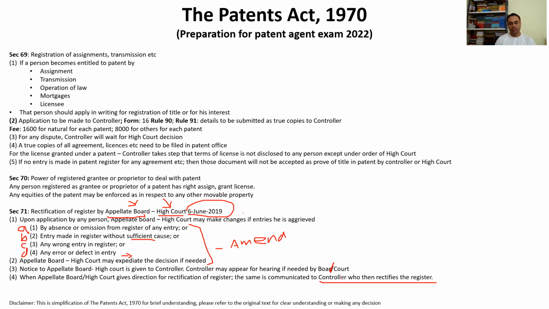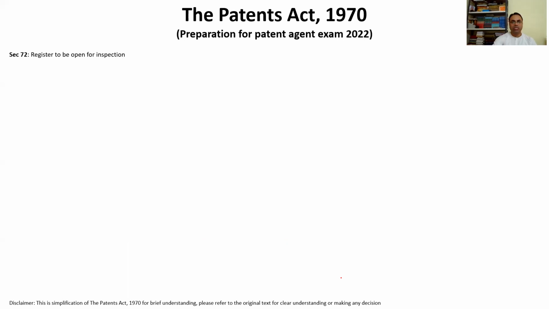Yes, sir. Sir, how can we file with the appellate board? A separate provision will be there, no, sir, right? Yeah, for the appellate board, there are different provisions. So I have not prepared on that for appellate boards. Okay, sir. I will also see. Yeah. Okay, sir. So move to section 72.